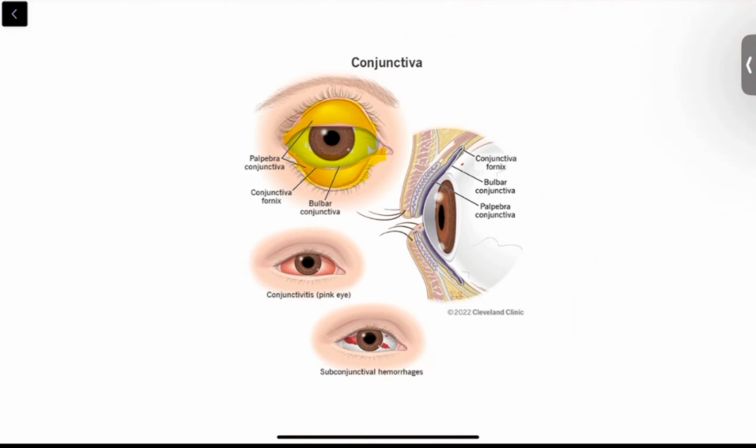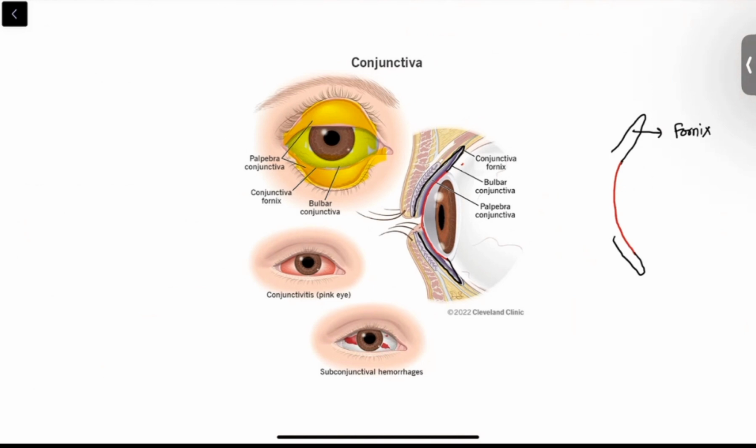Similarly, in a cross-section view, this is the bulbar conjunctiva, which I have shown in red, and the palpebral conjunctiva is shown in black. As we can see, the bulbar conjunctiva itself continues and forms a fold-like structure. It becomes the palpebral conjunctiva, and the space created here is called the conjunctival fornix. Okay, this is about the normal anatomy of the conjunctiva.